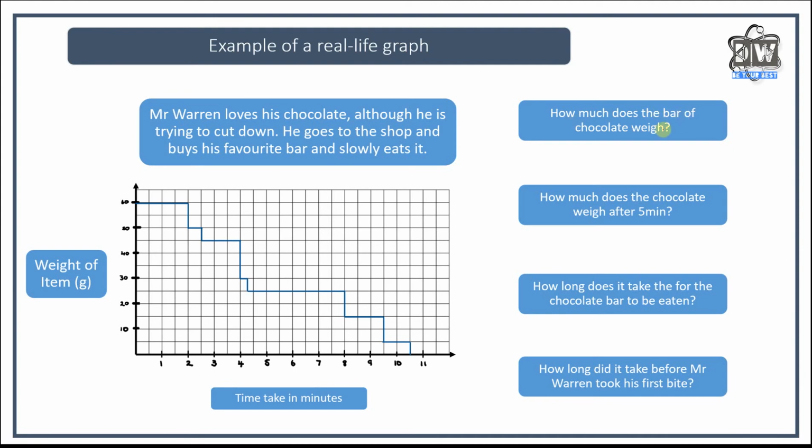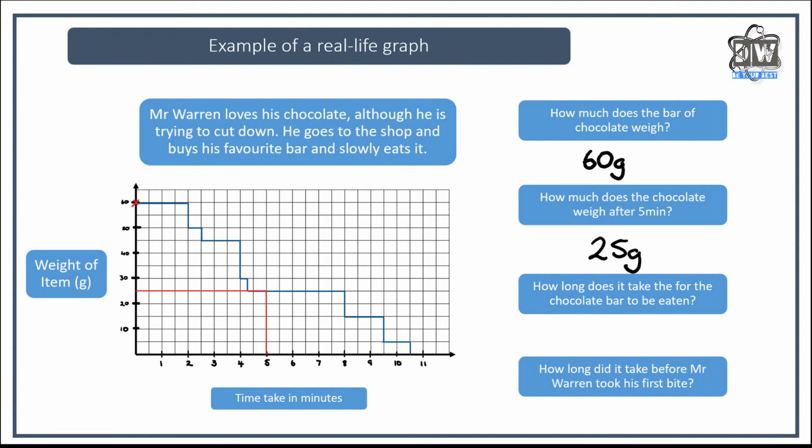How much does the bar of chocolate weigh? Well, we can see here it weighs 60 grams. So we're going to bang in there, that point there, 60 grams, aren't we? How much does the chocolate weigh after 5 minutes? So we would draw a line going down and a line going across, and we would say, okay, remember each one of these is worth 5 grams, so it's going to be worth 25 grams.